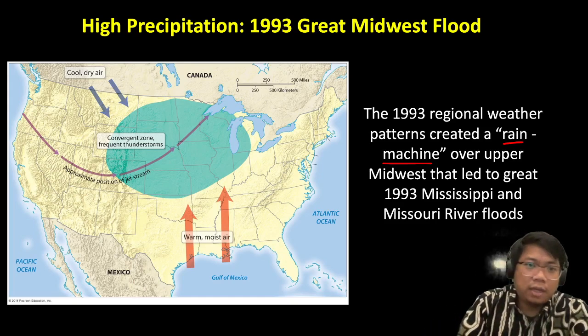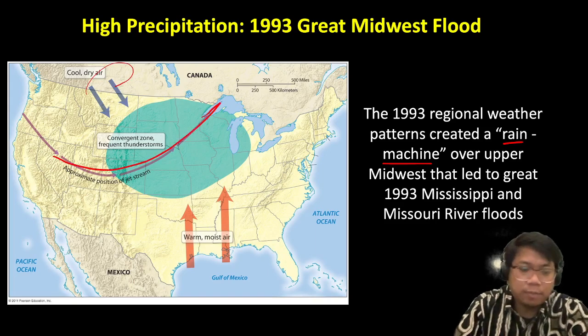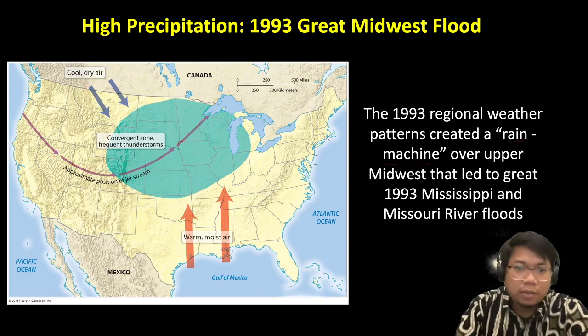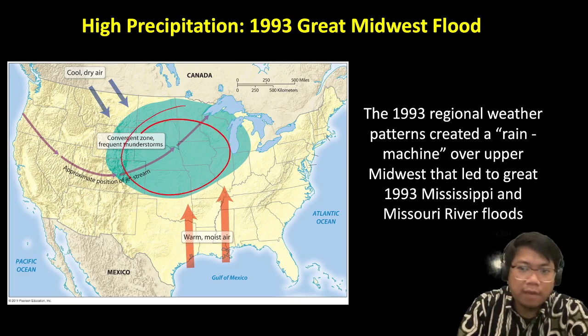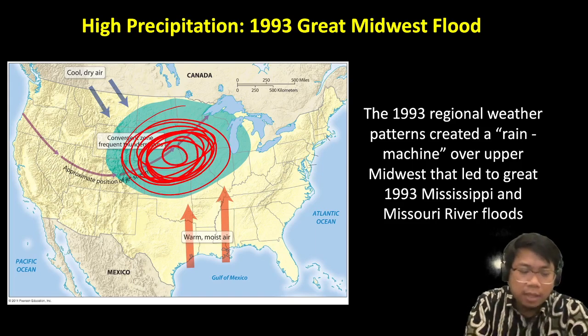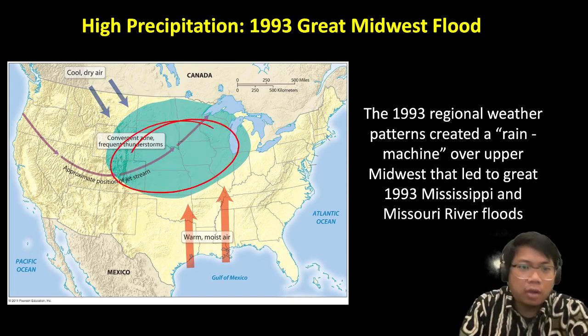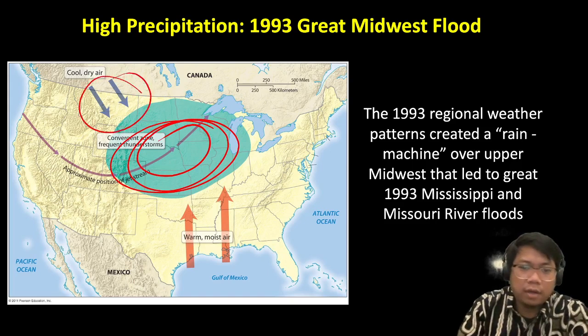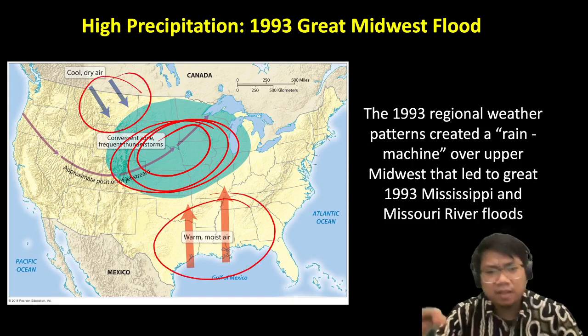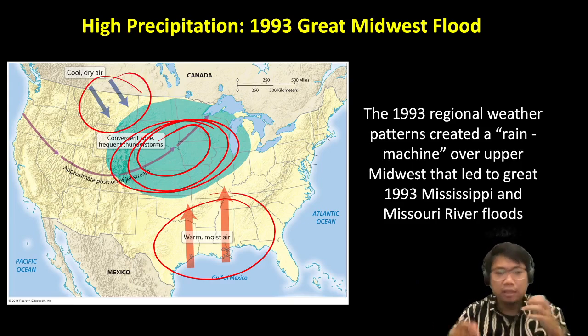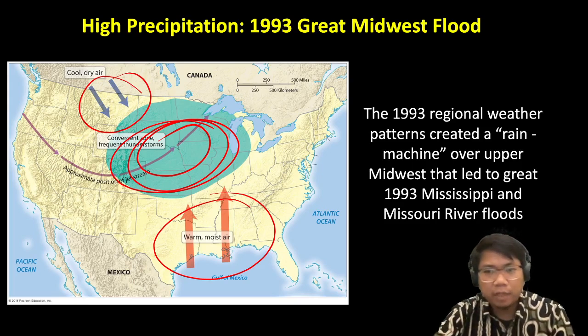Okay, so here we have the cool, dry air right here. This is the approximate position of the jet stream. So we have the convergence zone right here where we have the rain machine. There is lots of rain going on here because we have the cool dry air right there and the warm moist air right there. So basically, the weather pattern at that time was brewing a big, major rain machine, as they called it.